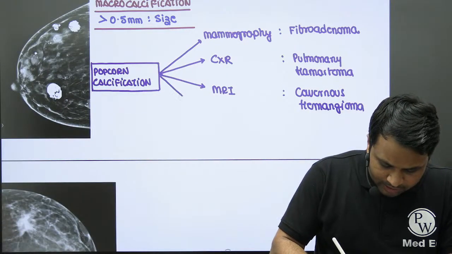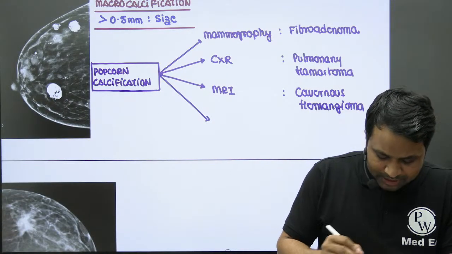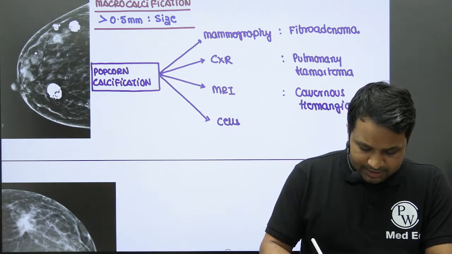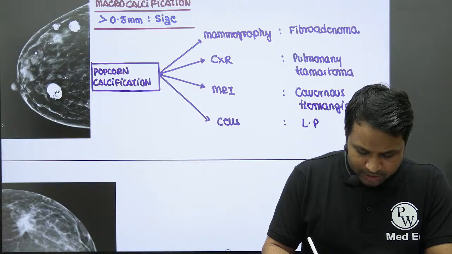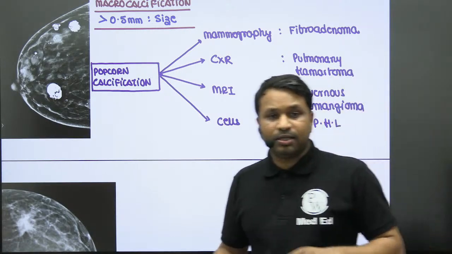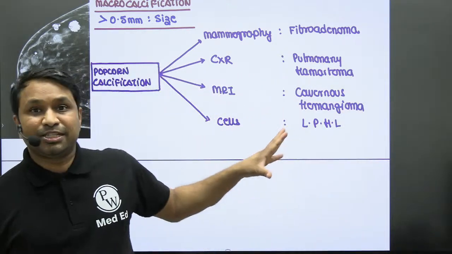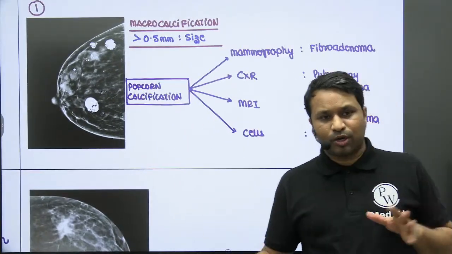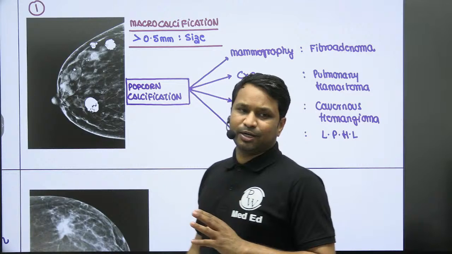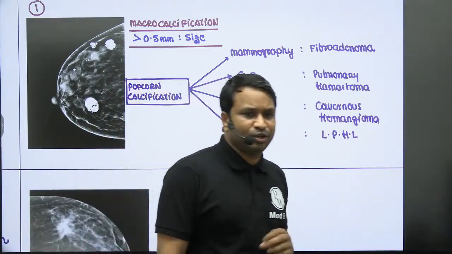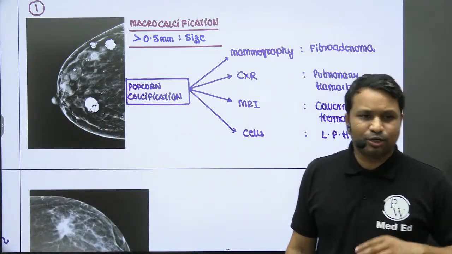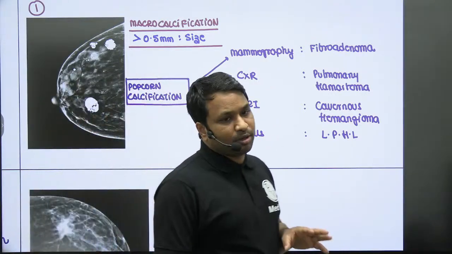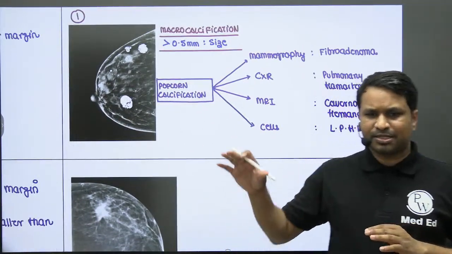Now, on the other hand, if you see the popcorn, not calcification, the popcorn cells, right? These are seen in lymphocyte predominant Hodgkin's lymphoma. This is a type of Reed-Sternberg cells. So these are the various popcorn calcifications that you are expected to know. Popcorn calcification on mammography is seen in fibroadenoma, chest X-ray is pulmonary hamartoma, MRI is going to be cavernous hemangioma, and popcorn type cells are seen in lymphocyte predominant Hodgkin's lymphoma. So there are various aspects that you should be aware of.